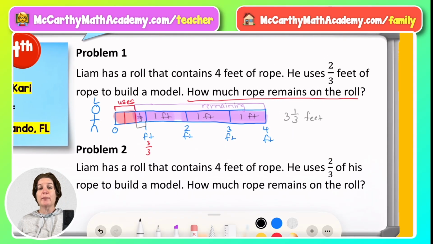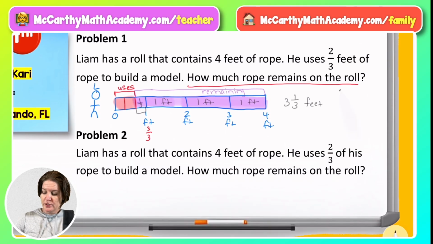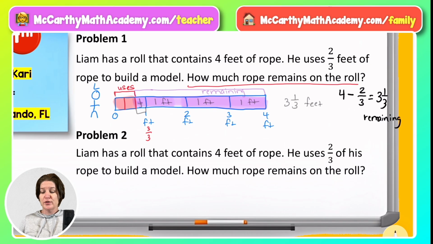Now let's talk about what operation we were doing here. We started with 4 feet of rope, and we subtracted the part that he used, which was 2/3 feet, which would equal 3 1/3 feet remaining. That's what we did here. So you can see the operation here required just subtraction. We knew the amount, we knew how much he used, we had to figure out the remaining.